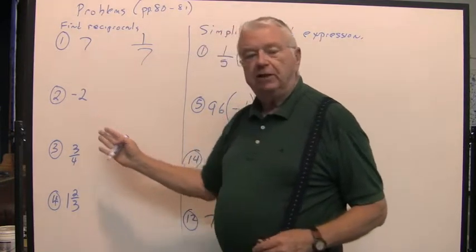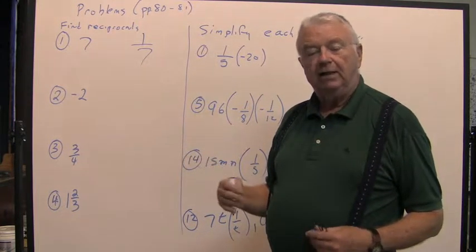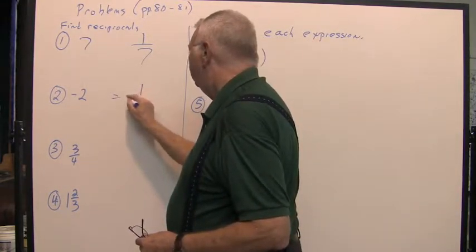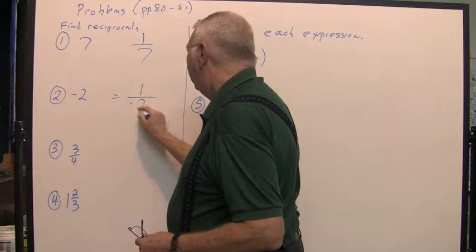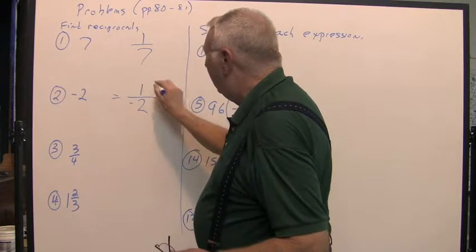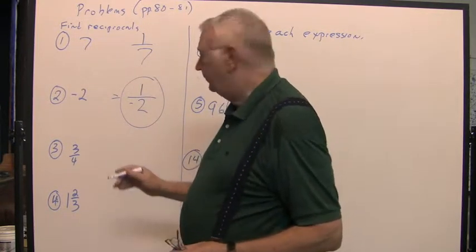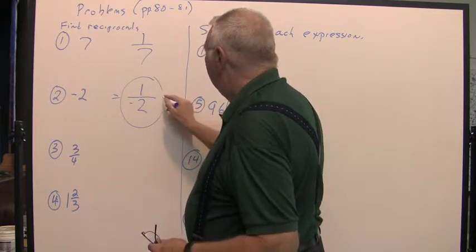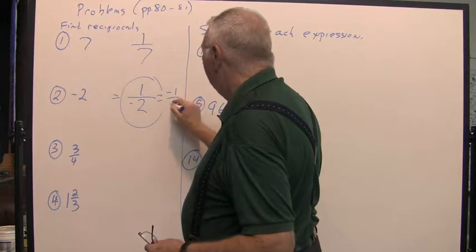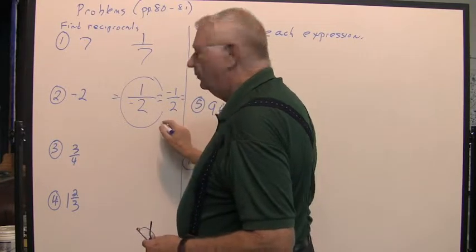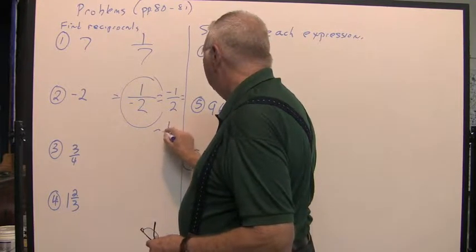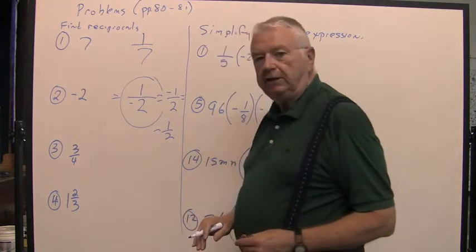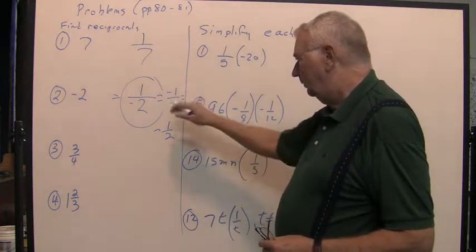Now when we come to the reciprocal of a negative number, it's still going to be a negative number, except it's going to be 1 over that negative number. Now you could write this in one of 3 ways. 1 over -2, that's the same as -1 over 2, which would also be the same as 1 over -2 written differently. So that reciprocal could be written in 3 different ways, and they're all equivalent.